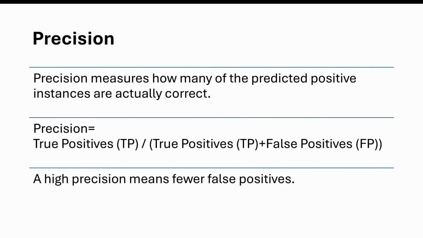Now, how to calculate precision? Precision measures how many of the predicted positive instances are actually correct. Whatever we have predicted, whether that is correct or not, precision depends on that. The formula is TP divided by true positive plus false positive. High precision means fewer false positives. We need to learn again what is true positive, what is false positive, and how to calculate it.